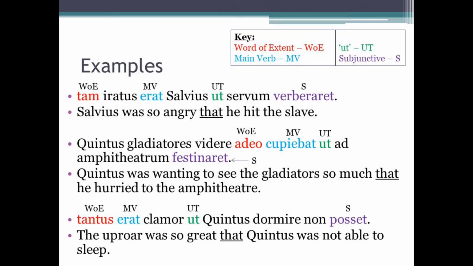And ut, in this case, has been translated with the word that, instead of the word to, which is how you would translate an indirect command. So just to reaffirm, the word ut has various meanings depending on its usage. So in a purpose clause, you could translate it with in order that. In a result clause, we would translate it with the word that, and in an indirect command, you would translate it with the word to.